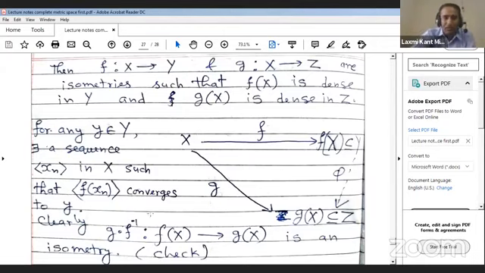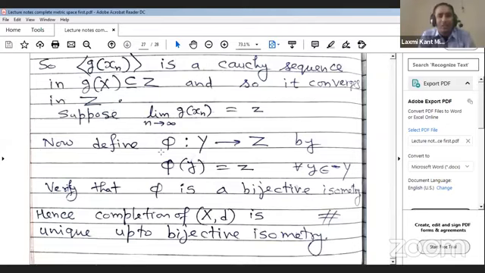Next, we get a Cauchy sequence g(xn), that means the image of the sequence xn under the map g. This is a Cauchy sequence inside g(X).